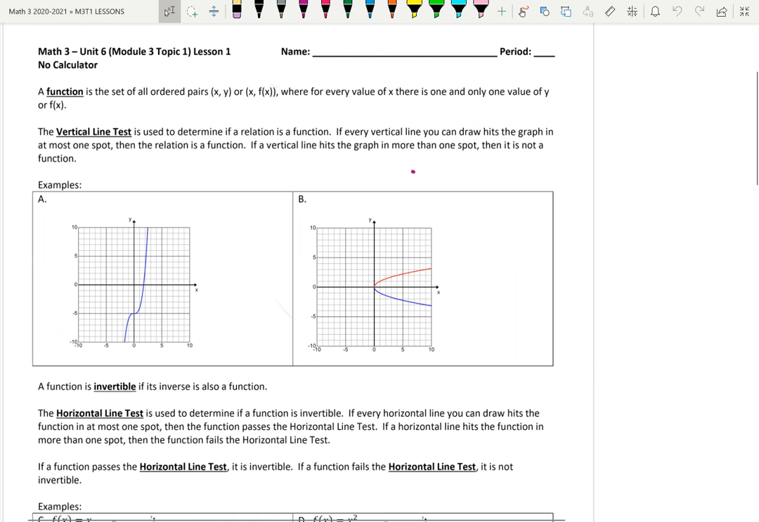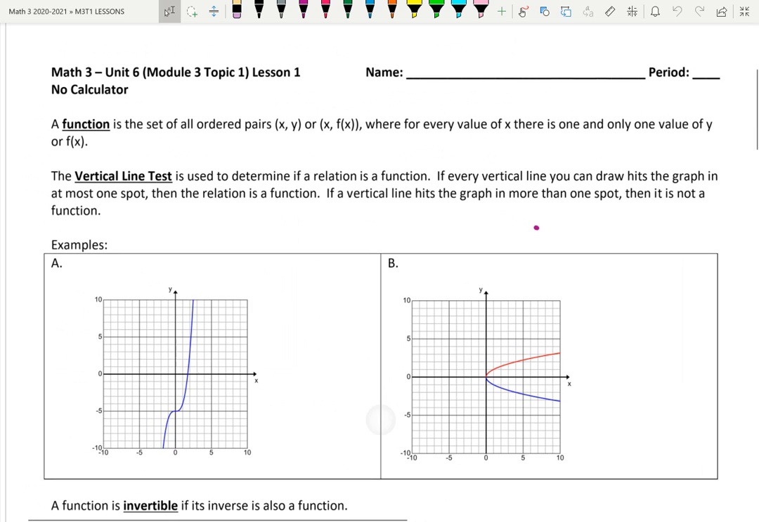So, in this lesson, we're going to introduce a bunch of terms. I've typed them out, but it doesn't mean you shouldn't write them out. Remember, rewriting is the key to your memory. And the first term that comes to your mind is a function. It is the set of all ordered pairs, x comma y, or x comma f of x. Remember, f of x is the same thing as saying y. And it says every value of x, there's only one and only one value of y.